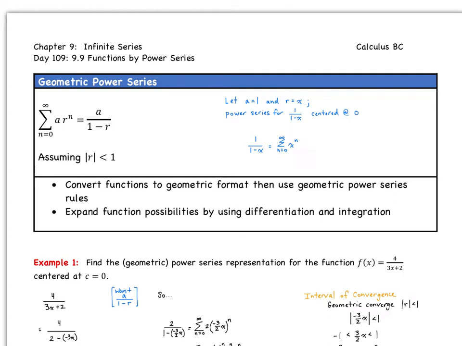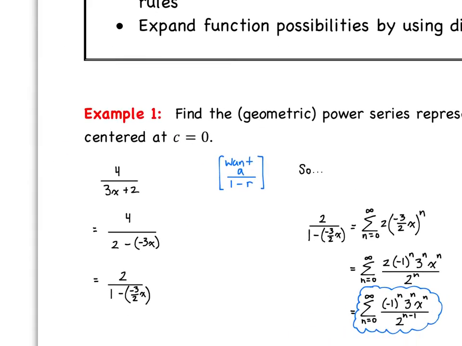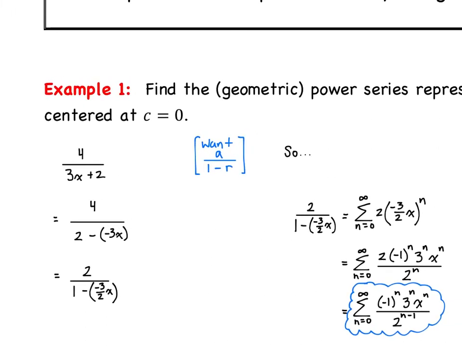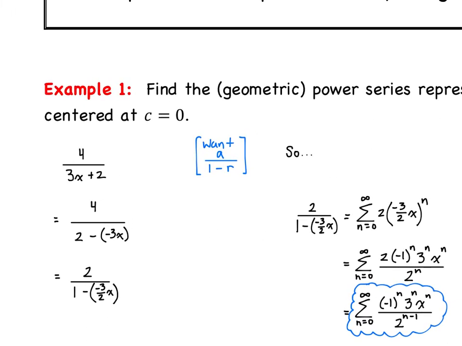Okay, so we're going to just jump right into our first example. We're going to find the geometric power series representation for this function, centered at X equals 0. So our first focus is this function right here, okay? Our goal is we want this 4 over 3x plus 2 to look like A over 1 minus R, where our radius is going to be in terms of X.